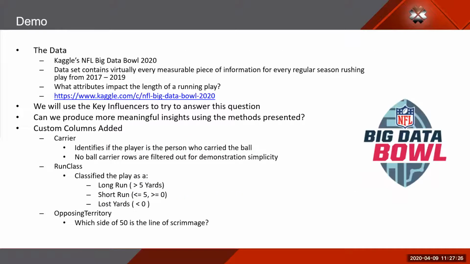So here we are. We've gotten through some of the theory and some of the things to look for, and now we're going to jump into Power BI. Within Power BI, we're going to use Kaggle's NFL Big Data Bowl data set from 2020. This data set contains a lot of information about rushing plays that took place between 2017 and 2019. So it's actually a pretty big data set.